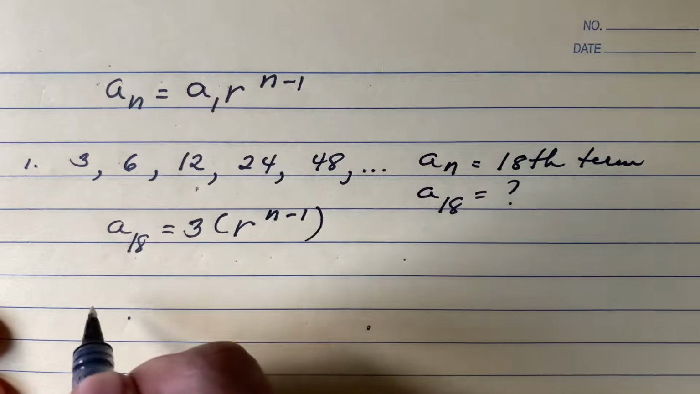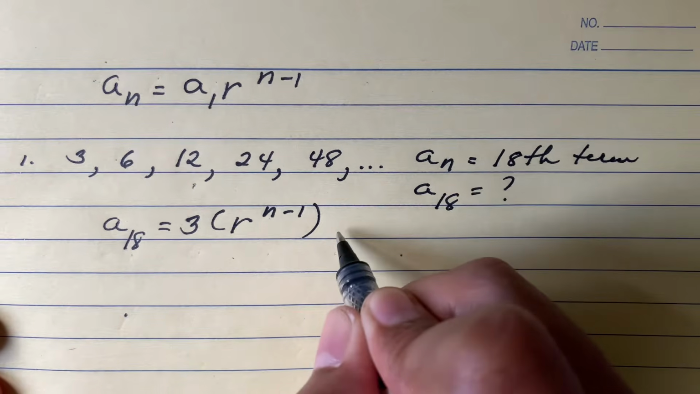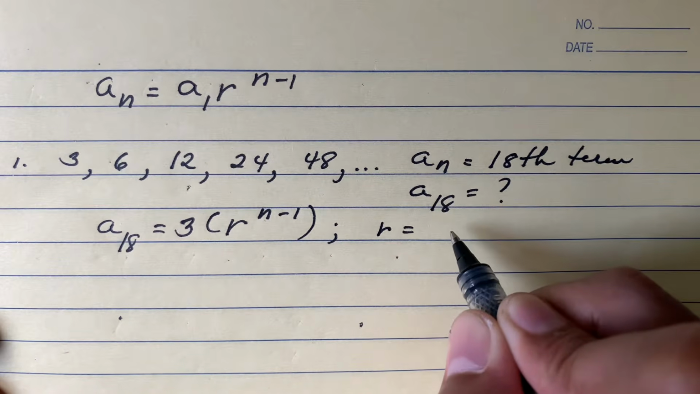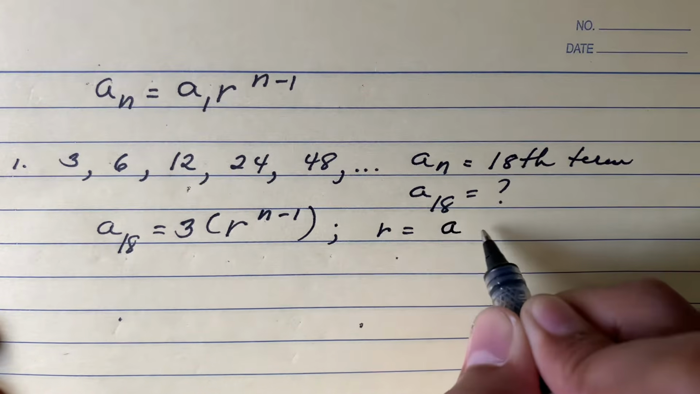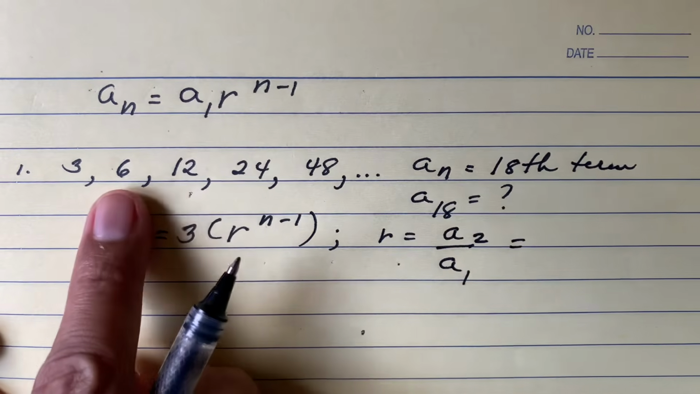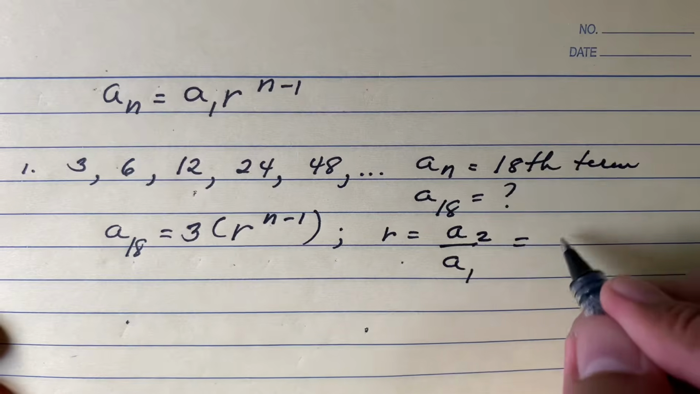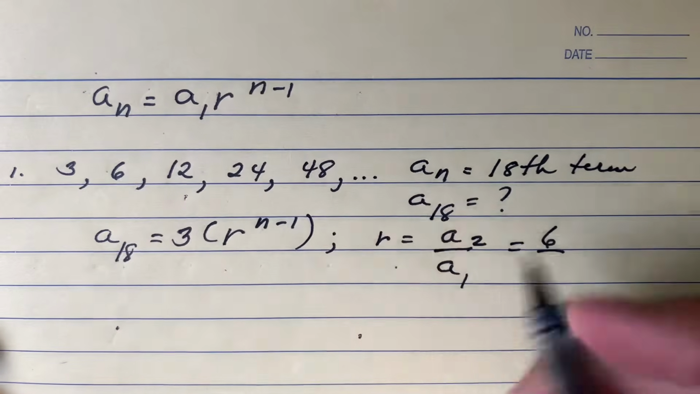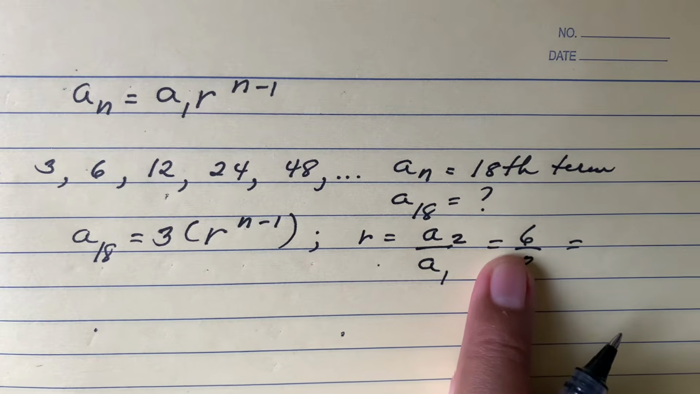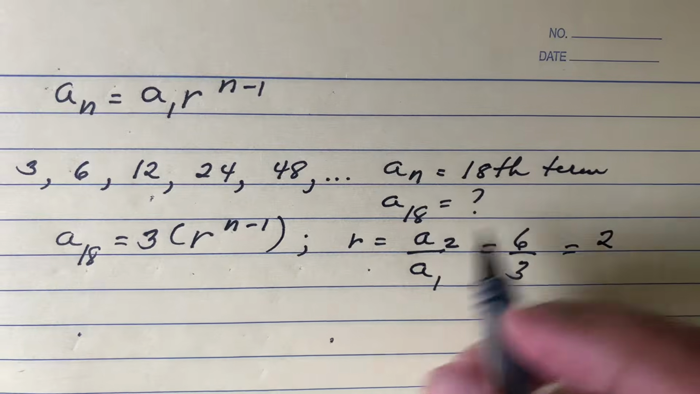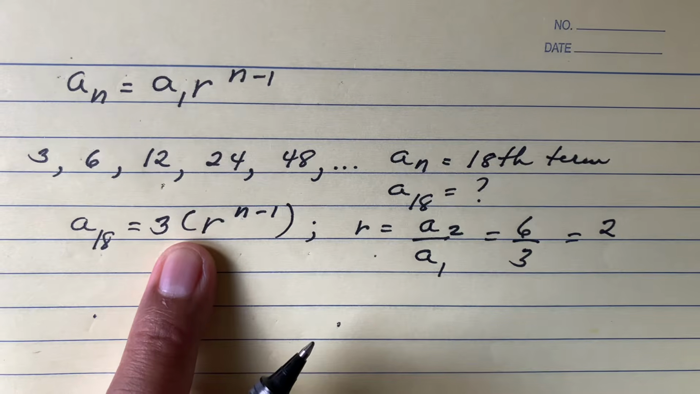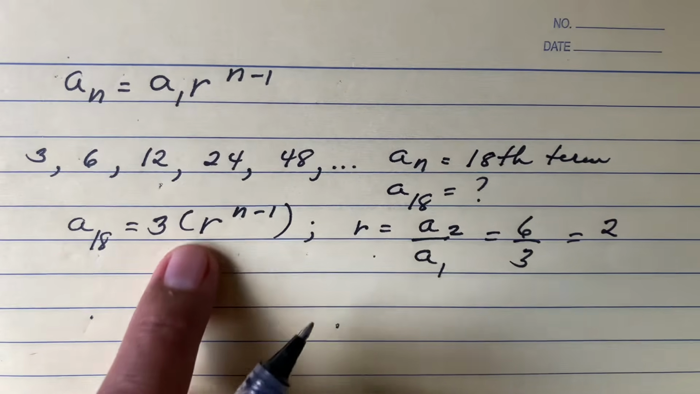To determine our common ratio, r is equal to the quotient of a sub 2 and a sub 1. Our a sub 2 in our given problem is equal to 6, and our a sub 1 is equal to 3. Now, we will divide. What is the quotient of 6 and 3? Of course, it is equal to 2. So now, we are ready to substitute the value of r, our common ratio, in our formula.